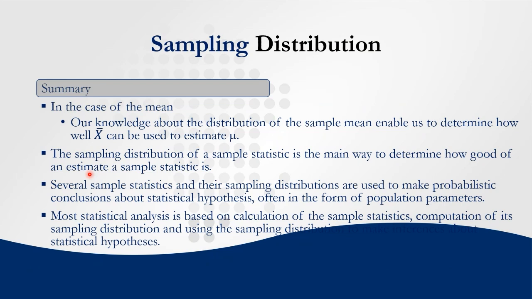Most statistical analysis is based on calculation of the sample statistic, right? If we are interested in the population average, it means that from our sample, we'll compute the sample mean. And then we can compute the sampling distribution, and using the sampling distribution, we can make inferences.